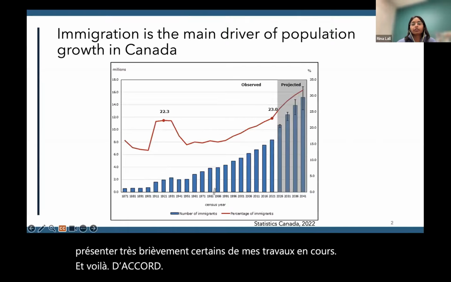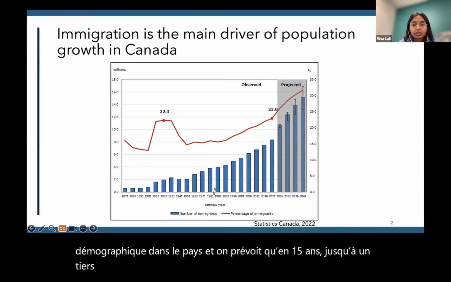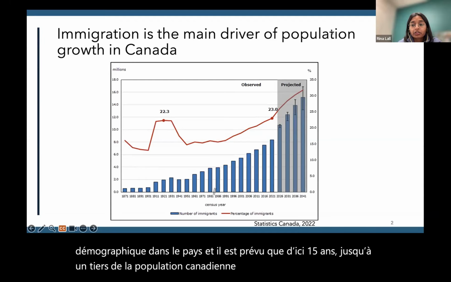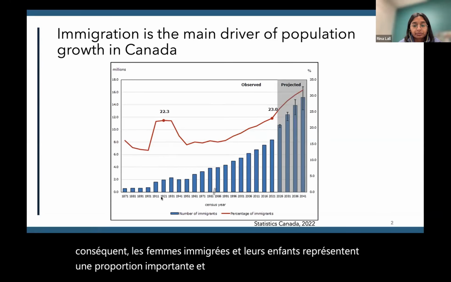So immigration is the main driver of population growth in the country, and it is projected that within 15 years, up to a third of the Canadian population will be an immigrant. Consequently, immigrant women and their children make up a significant and growing proportion of the Canadian population.